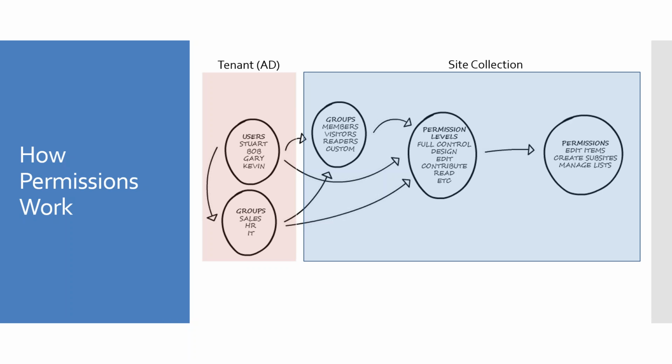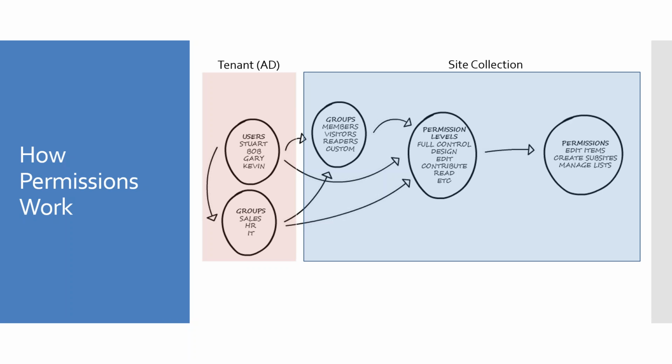So we can be assigned those permission levels in different ways. We can take an individual user. Let's start off there. We could take that user and put that user directly into a SharePoint group. So literally we just take, say, Bob, and we put Bob into the members group. And by putting Bob into the members group, members is mapped to the edit permission level.